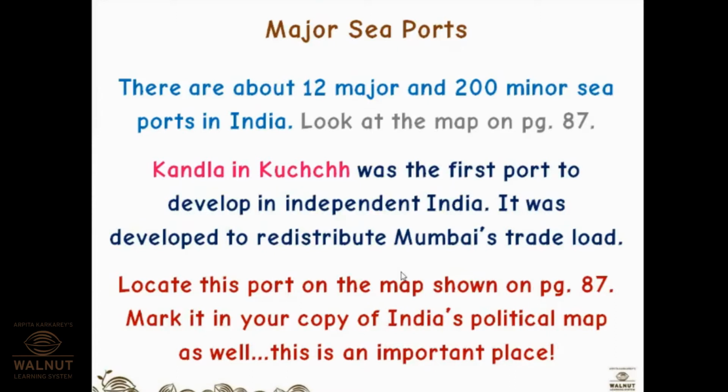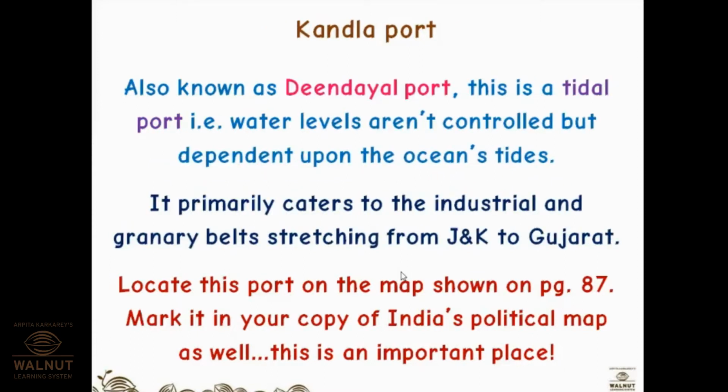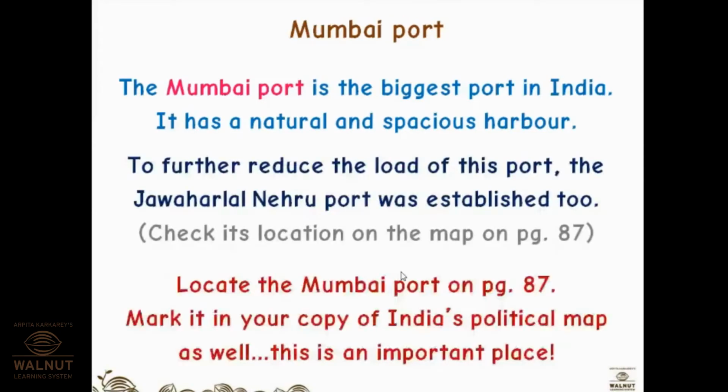Here one more thing is important: you need to observe the map on page number 87 and mark it on your Indian political map. Kandla is also known as Deendayal Port. This is a tidal port, that is, water levels aren't controlled but dependent upon the ocean tides. It primarily caters to the industrial and granary belt stretching from Jammu and Kashmir to Gujarat. So you need to know where exactly the Kandla port is.